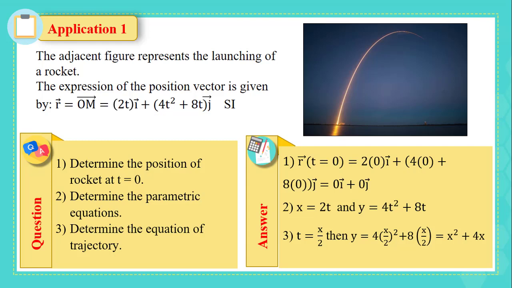In part 3, determine the equation of trajectory. Using the parametric equation x equal to 2t, we can find that t is equal to x divided by 2, then substituting it in the equation of y, this will give y equal to x squared plus 4x.